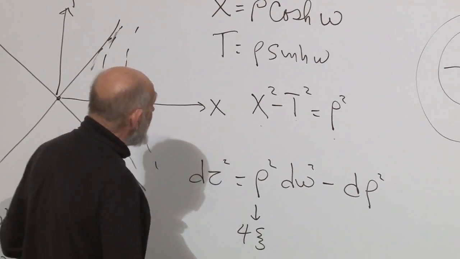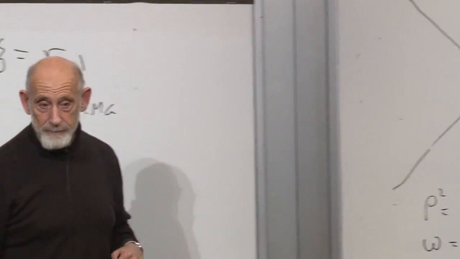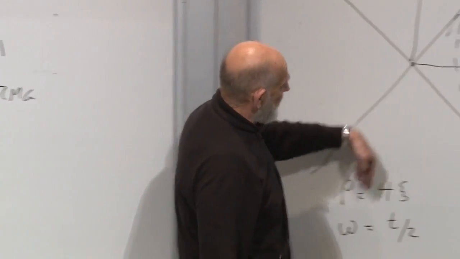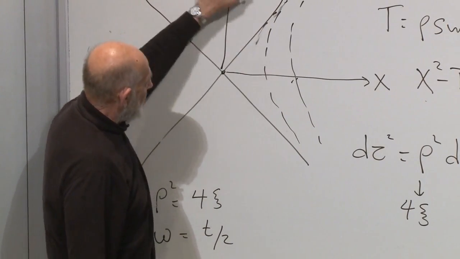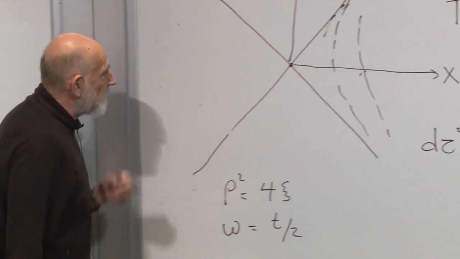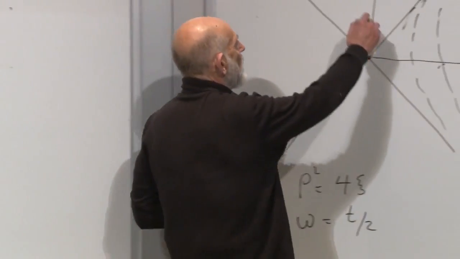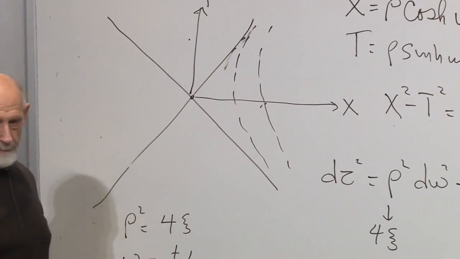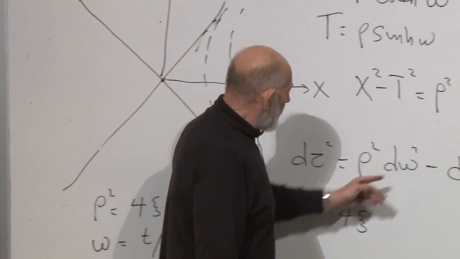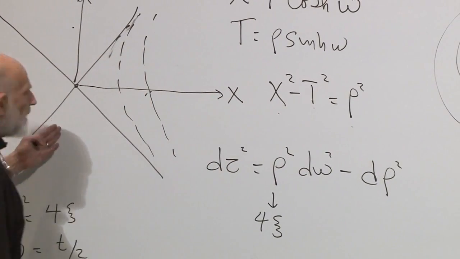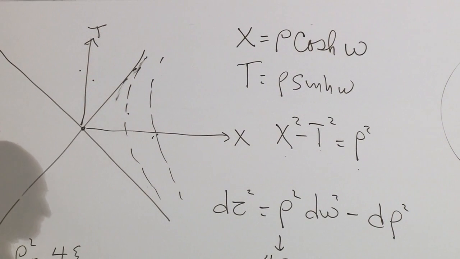What does rho squared being negative mean? It means that t squared is bigger than x squared. It means you're up here. Let's forget the bottom and the left-hand side. Let's just concentrate on this quadrant and this quadrant for a moment. Rho squared being negative simply corresponds to the point in the upper quadrant here. That's what it means. So in going from xi positive to xi negative, you're simply passing from here to here.